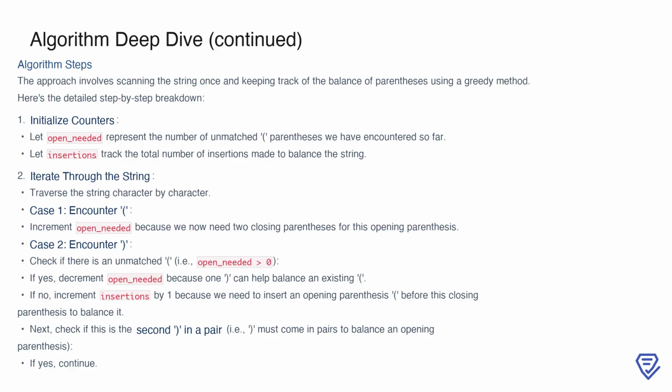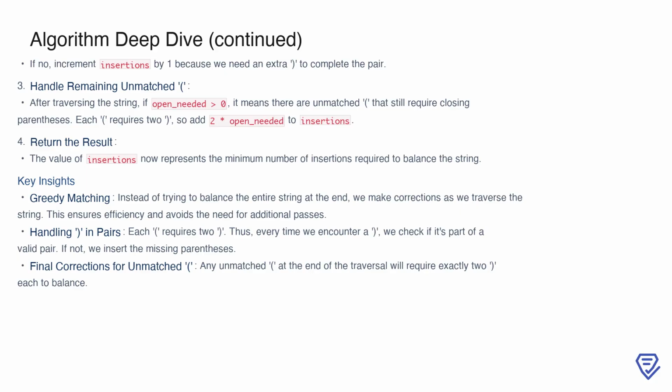On the other hand, when we encounter a closing parenthesis, we first check if there is an unmatched open available. If there is, we decrement open_needed since this closing parenthesis can help balance one of the unmatched opens we have seen so far. If no unmatched open is available, we increment insertions by 1, as we need to insert an opening parenthesis to balance this closing parenthesis. Additionally, because each open requires 2 closes, we also ensure that every closing parenthesis is part of a valid pair by checking if it is the second in the pair. If a closing parenthesis is not part of a valid pair, we increment the insertions counter again to add the missing closing parenthesis needed to complete the pair.